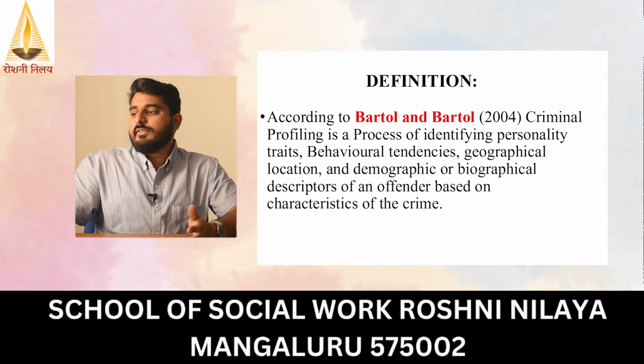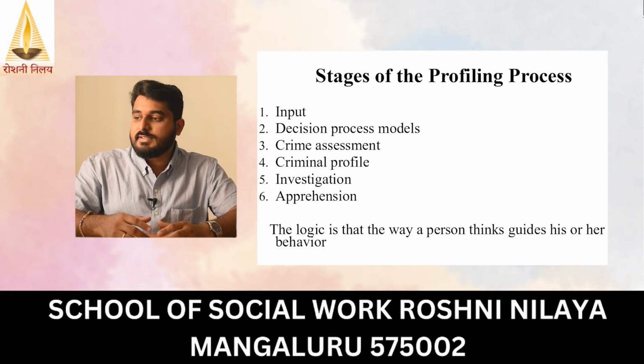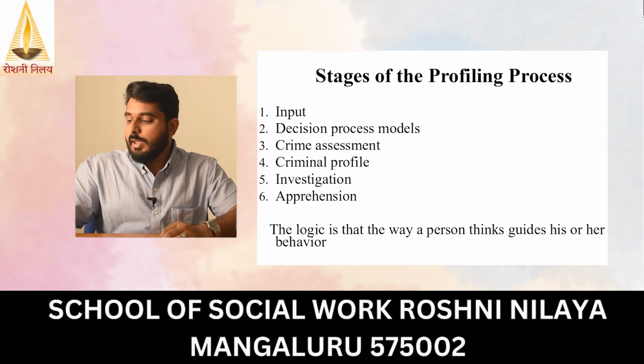So usually we have 6 stages of criminal profiling, in which the first stage is input, the second one is decision process model, third one is crime assessment, fourth one is criminal profiling, fifth one is investigation, and the last one is apprehension.